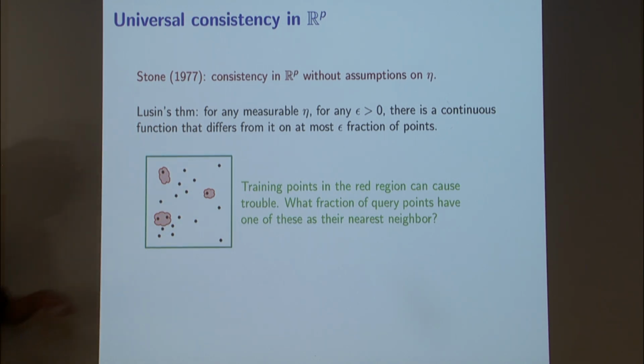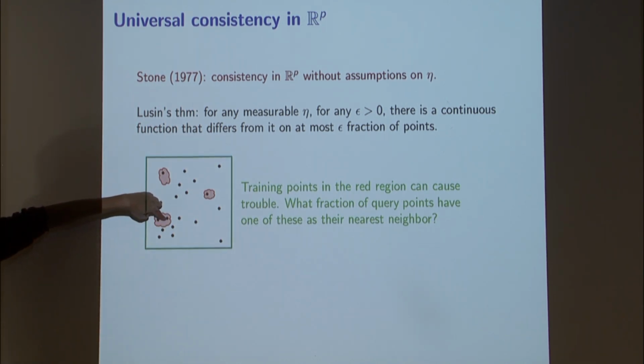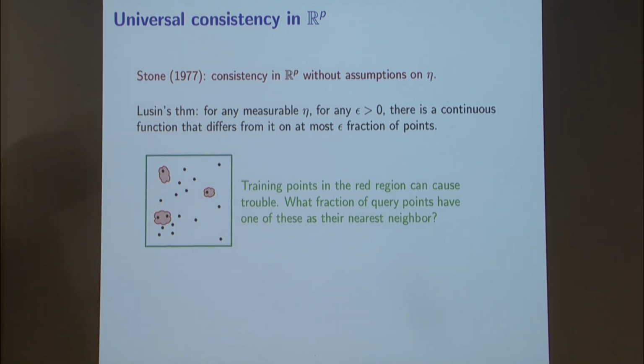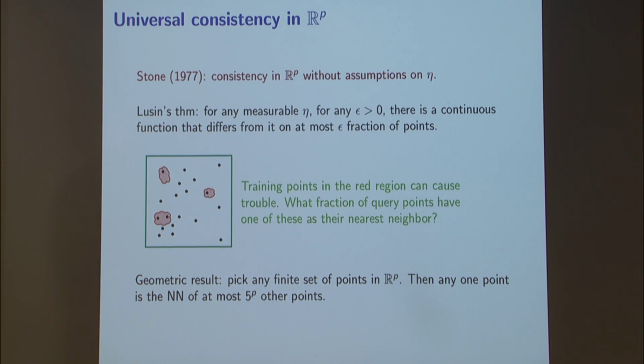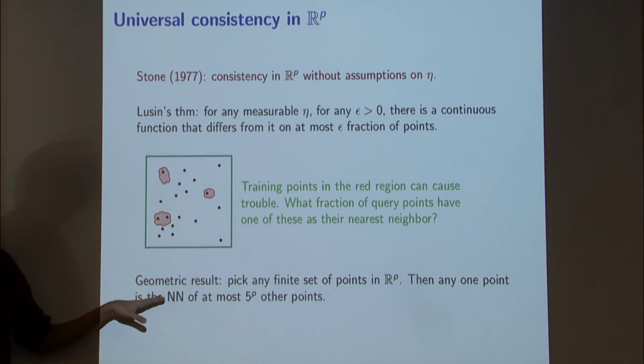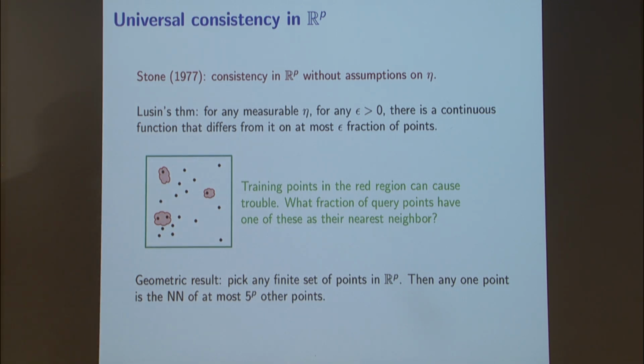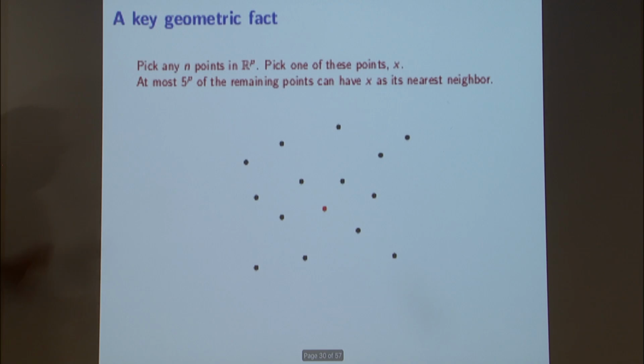And so the real question is, if you look at one of these bad points, how many points can it be the nearest neighbor of? It all boiled down to this one geometric question. Pick a finite set of points in R^p. Look at any one point. Can it be the nearest neighbor of everything else? How many points can it be the nearest neighbor of? What Stone noticed is that any given point can only be the nearest neighbor of a constant number of other points, 5 to the p other points. And then that made everything okay.